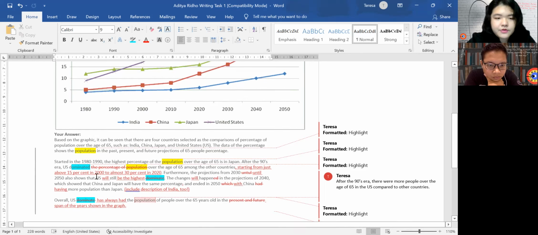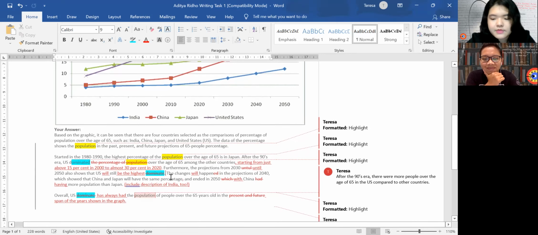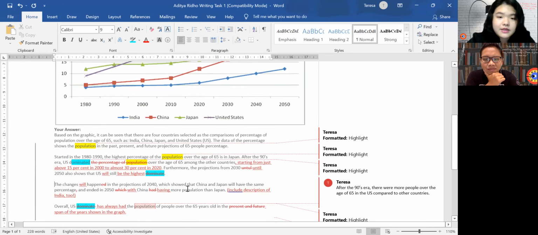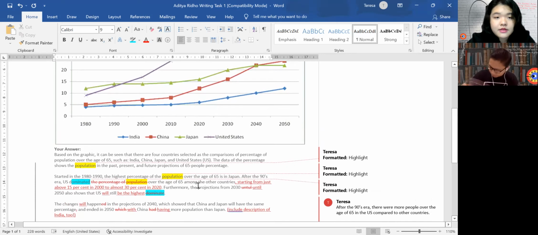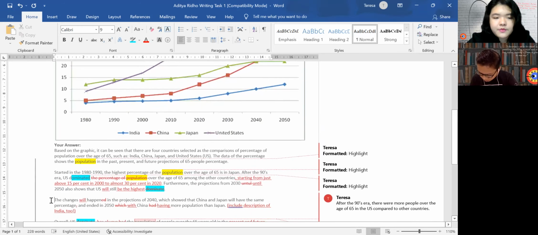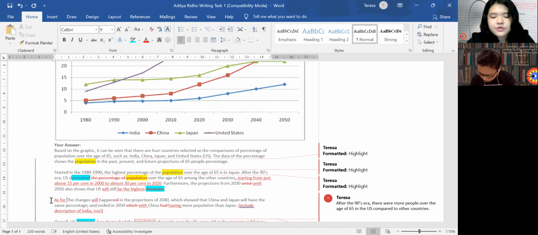Starting from just above 15%. Okay, until here it's good. What's missing is here too. You haven't mentioned the early numbers for China and Japan, right? Because as for China and Japan, which were mostly in the middle.